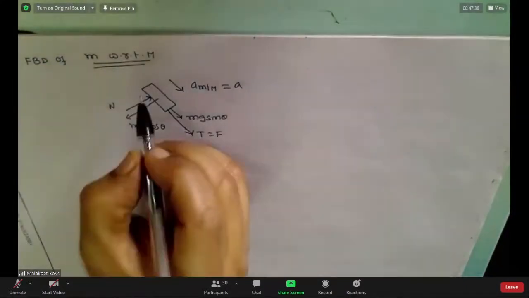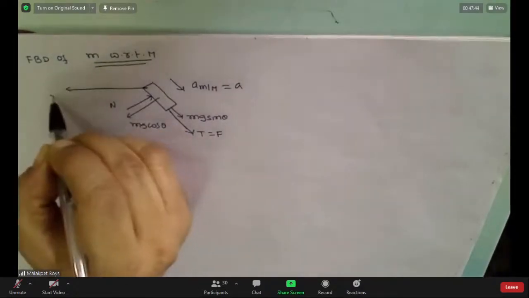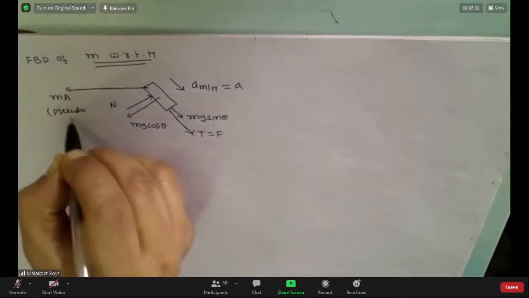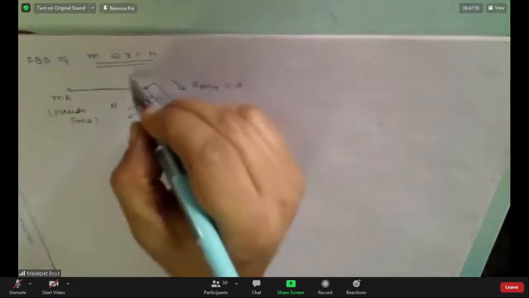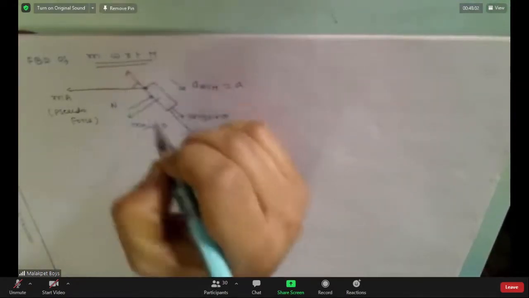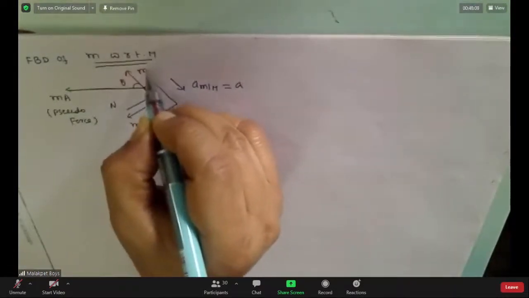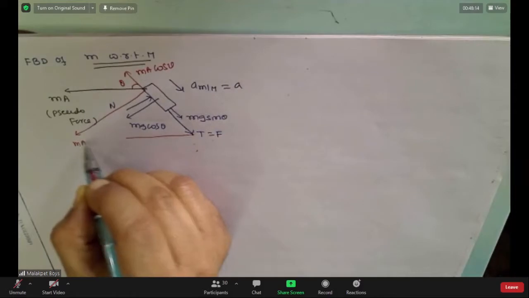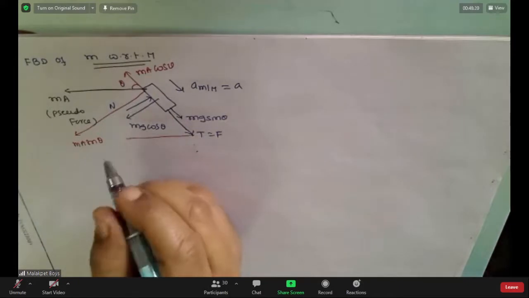Pseudo force will act in which direction? Opposite direction of us. Opposite. Remember that? Minus mg. Now you can resolve this. So in this direction, what you have? This is theta, this is theta. And this will be, understood this? Any other doubt? Anything is missing?